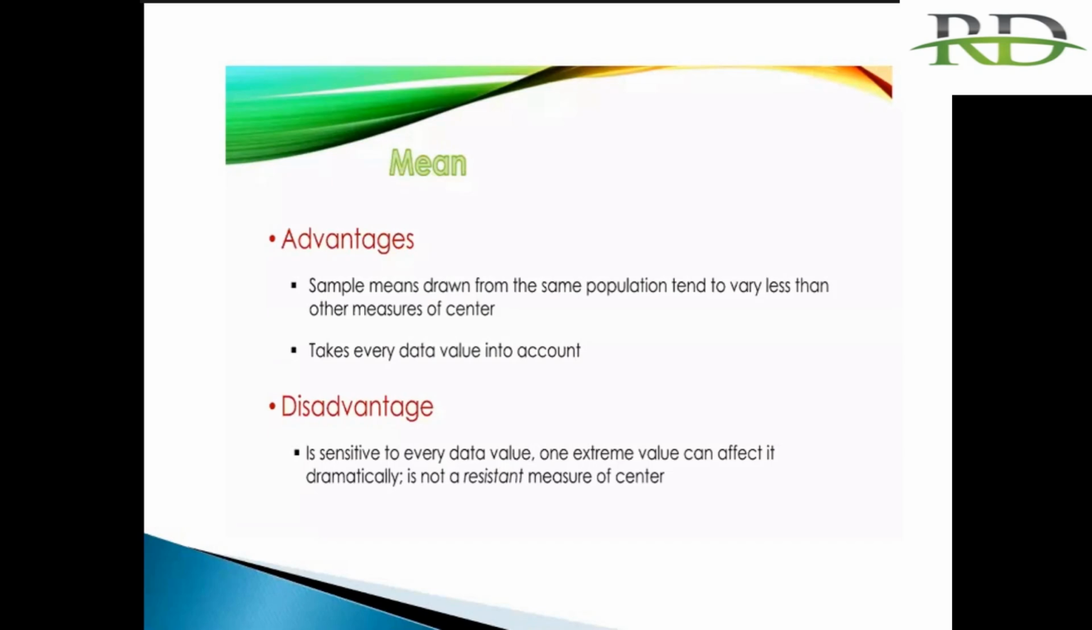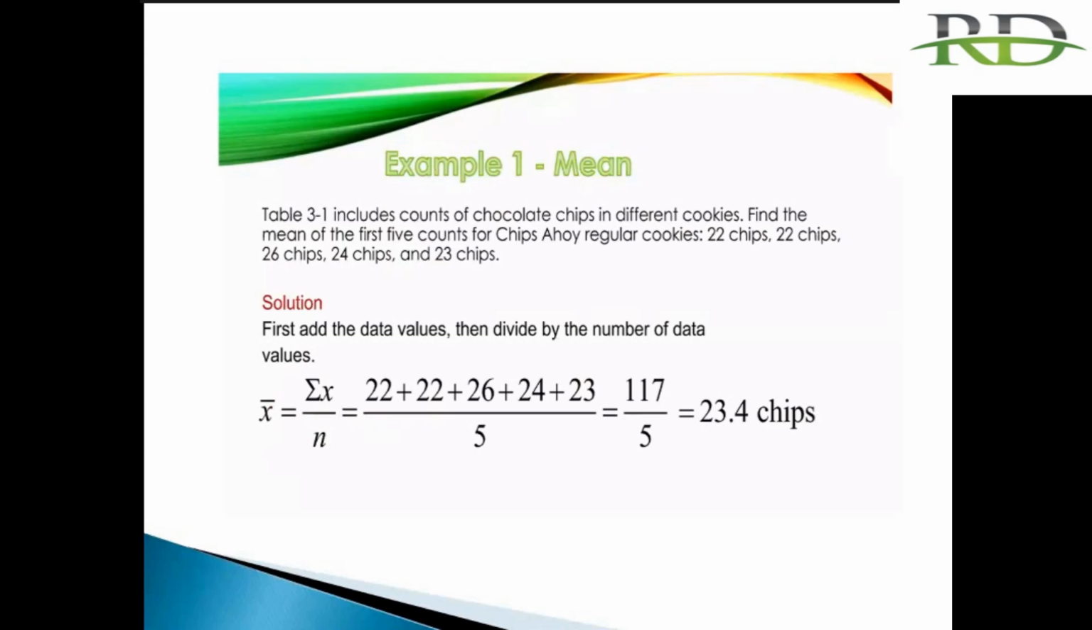One extreme value can affect it dramatically. So the mean is not a resistant measure of the central tendency when outliers or extreme observations are present in the data and they are so important that we cannot exclude them from the analysis. Otherwise, generally, extreme observations are outliers. If they are not important, then they are excluded from the data.